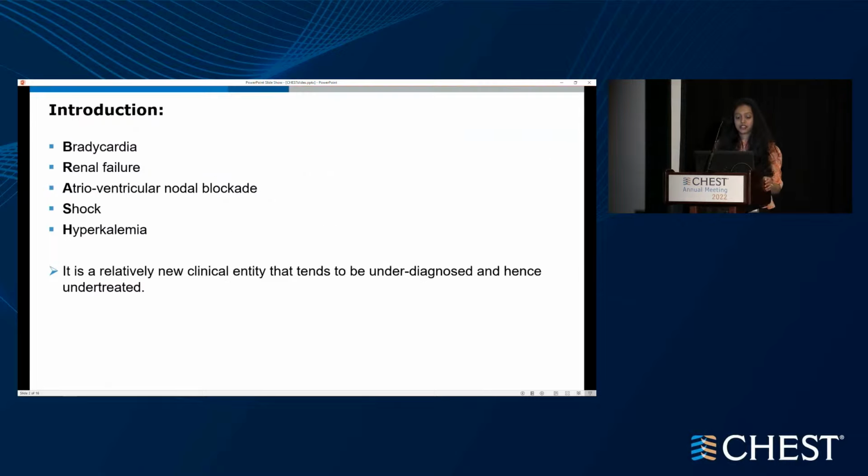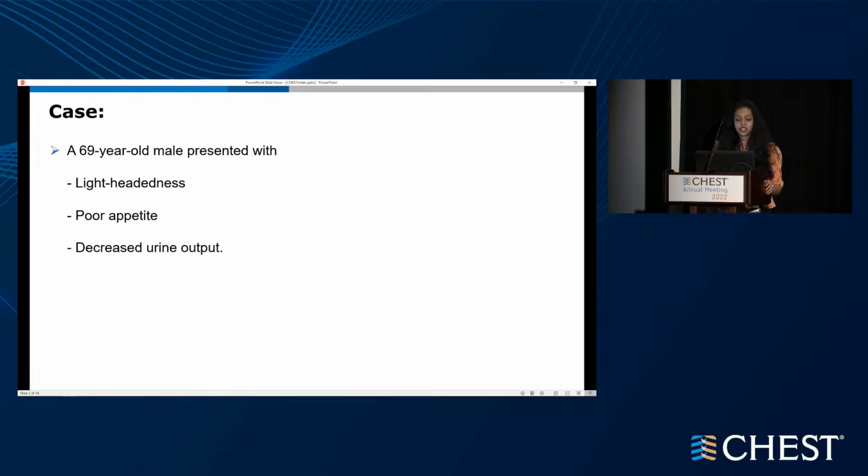So, as introduction, what is BRASH? It is a component of interrelated clinical entities. They are bradycardia, renal failure, atrioventricular nodal blockade, shock, and hyperkalemia. It's relatively new and hence most of the time tends to be underdiagnosed and hence undertreated. Our case is a 69-year-old male patient who presented with chief complaints of lightheadedness, poor appetite, and decreased urine output.